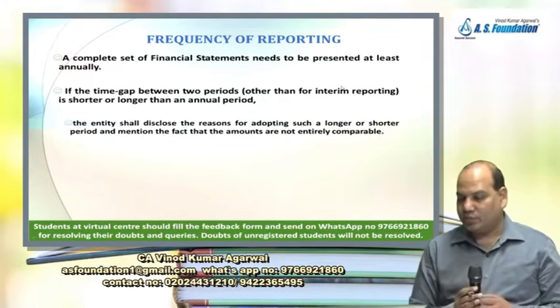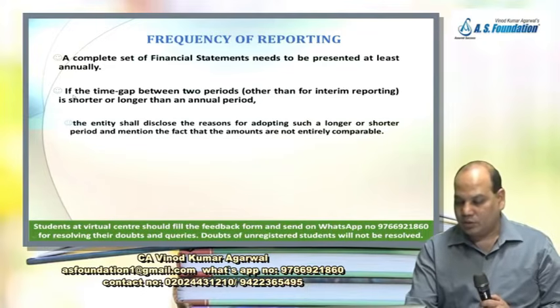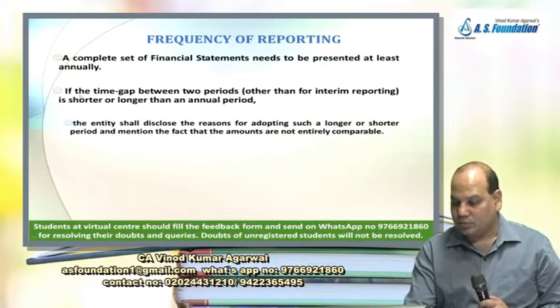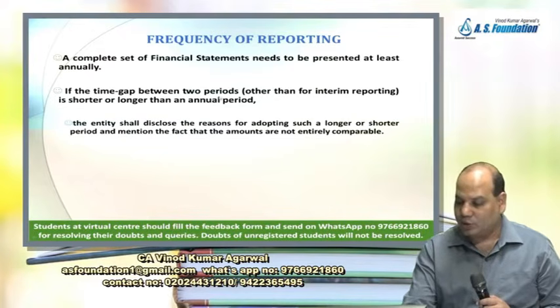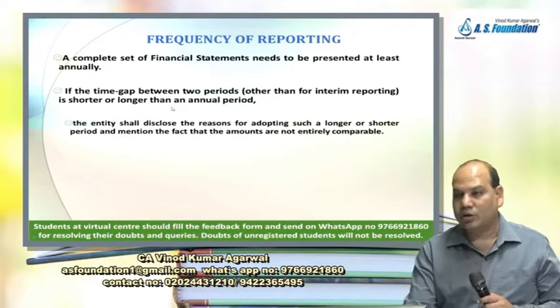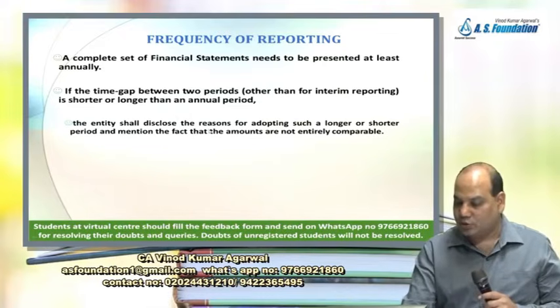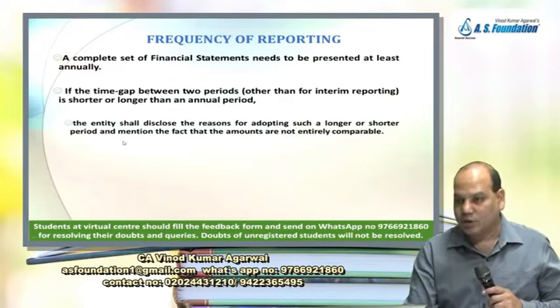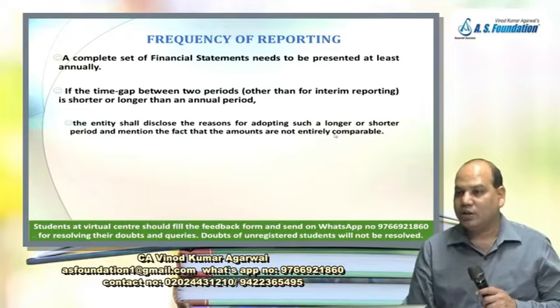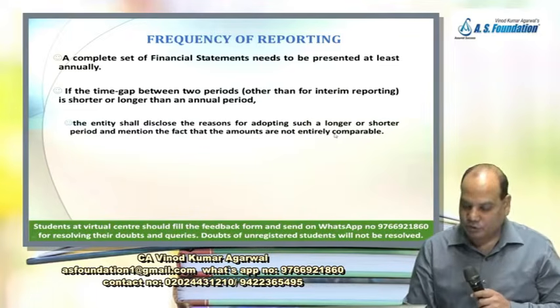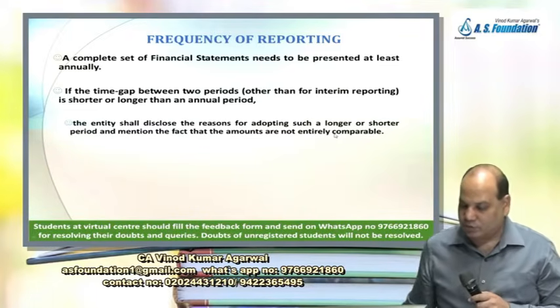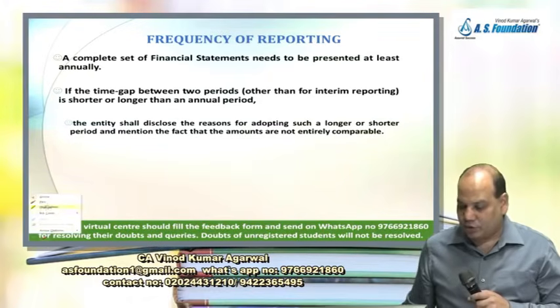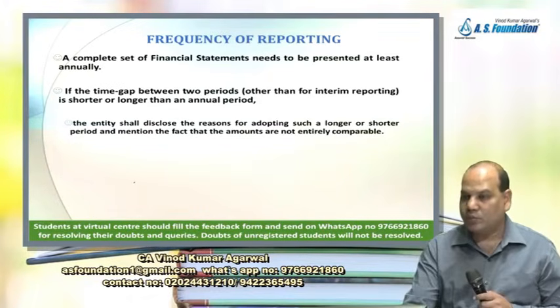Okay, but sometimes there can be a gap of more than 12 months. If the time gap between 2 periods is shorter or longer than the annual period, then the entity shall disclose the reason for adopting such a longer or a shorter period and mention the fact that the amounts are not entirely comparable. Now, what is the example when your company may have to follow a longer or a shorter period?